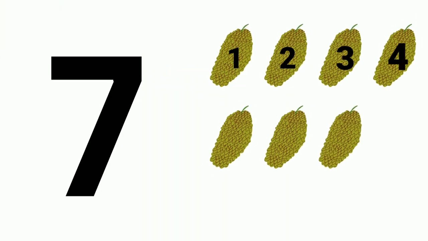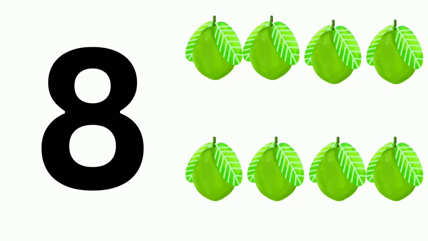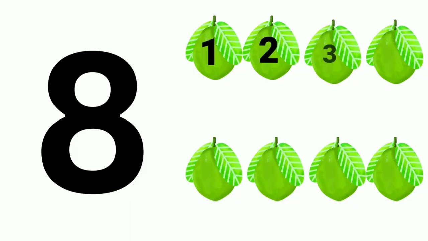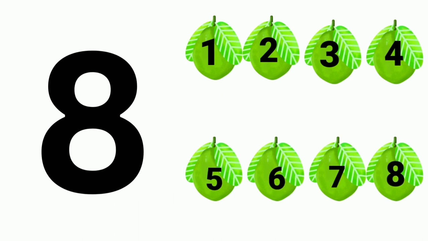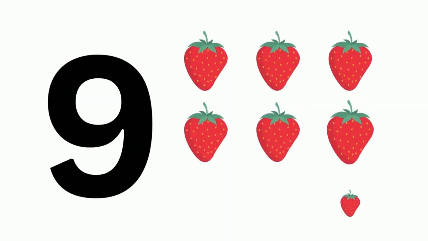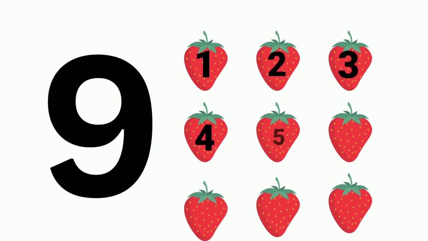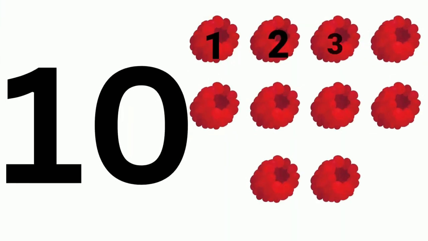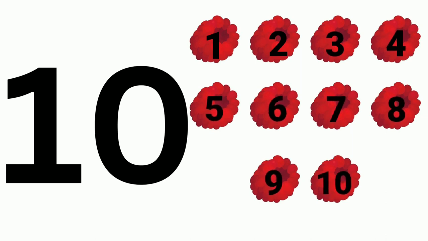1, 2, 3, 4, 5, 6, 7, 7 jackfruit. 1, 2, 3, 4, 5, 6, 7, 8, 8 guavas. 1, 2, 3, 4, 5, 6, 7, 8, 9, 9 strawberries. 1, 2, 3, 4, 5, 6, 7, 8, 9, 10, 10 raspberries.